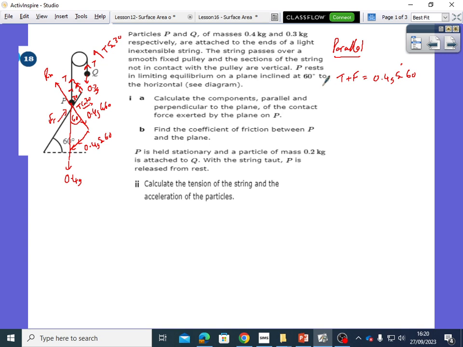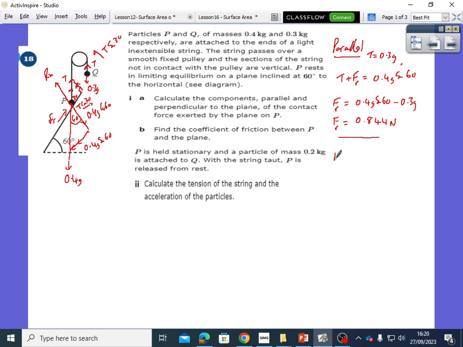Before we do, we can work out the tension, because tension is the same as here, so we can say that tension is equal to this weight hanging down, which is 0.3 g. So therefore friction will equal 0.4 g sine 60 minus 0.3 g, and if you put that in your calculator, you'll get a friction of 0.844 newtons.